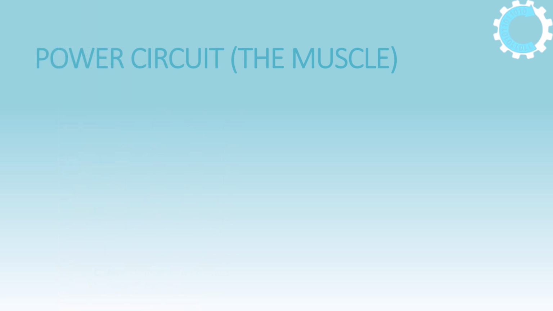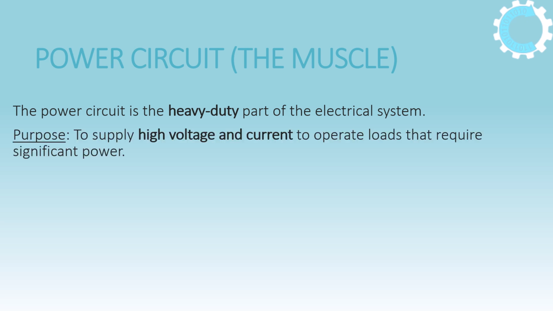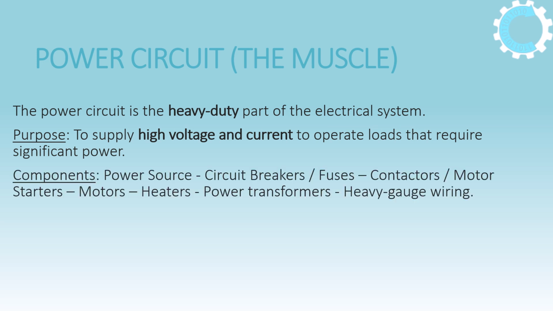The power circuit is all about delivering the raw electrical energy to the components that actually do the work. It is the heavy-duty part of the electrical system. Its purpose is to supply high voltage and current to operate loads that require significant power, such as motors, heaters, lights, and alike. Some of the power circuit components are the power source, which is the main incoming electrical supply, like the utility grid, a generator, or battery bank. It also includes the circuit breakers and fuses, which are overcurrent protection devices that protect the circuit from damage due to overloads or short circuits.